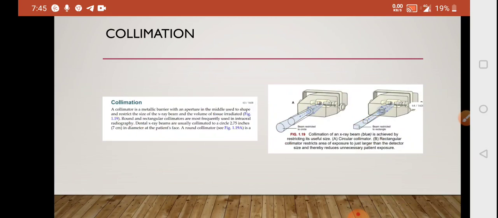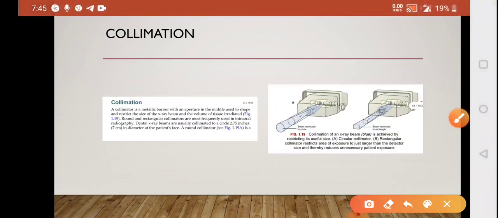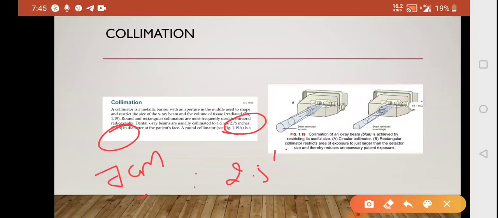Another question can be asked about the shape, and the shape can be round or rectangular. They can also ask you what the diameter of this round collimator is. That is very well given: 2.75 inches or 7 centimeters, I have told you. So this can be asked regarding collimation.